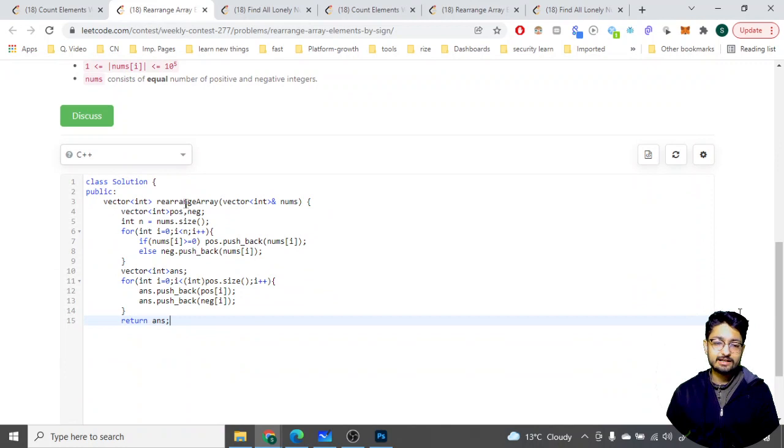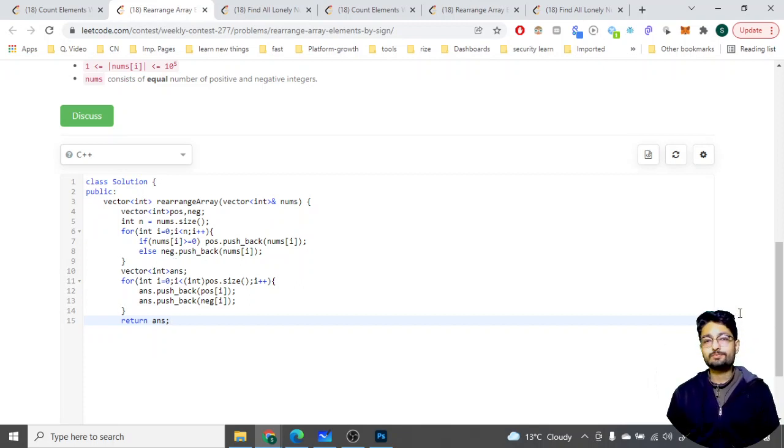So what you can do is that I have made two vectors of integers, positive and negative. Iterate over this array nums from left to right. Whenever you find a positive number, insert it in the positive vector. When you find a negative number, insert it in the negative vector. Now you have to print out the final answer. This is the answer vector.